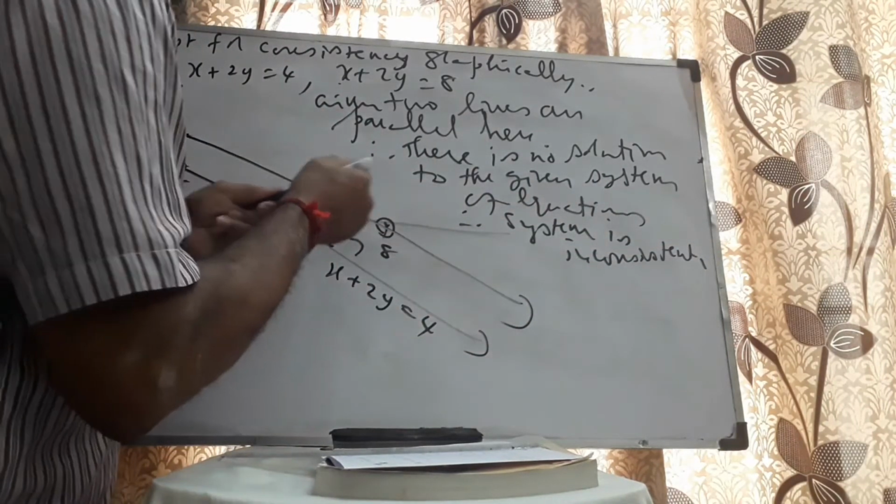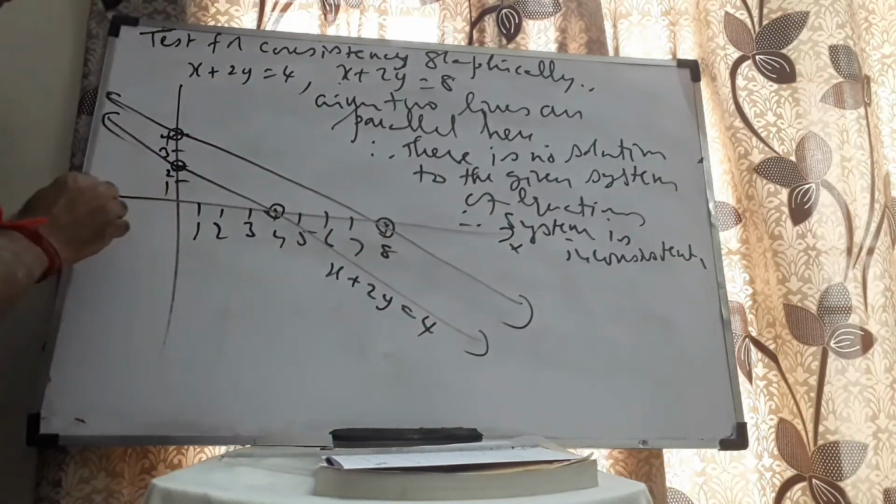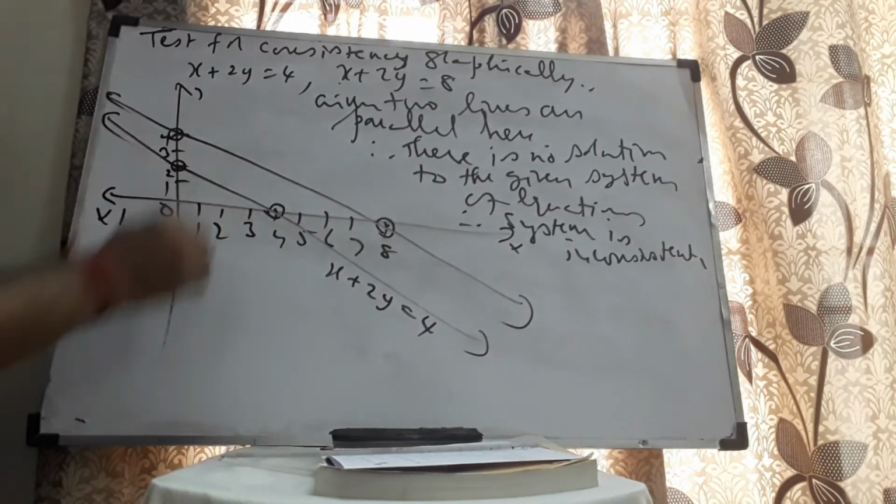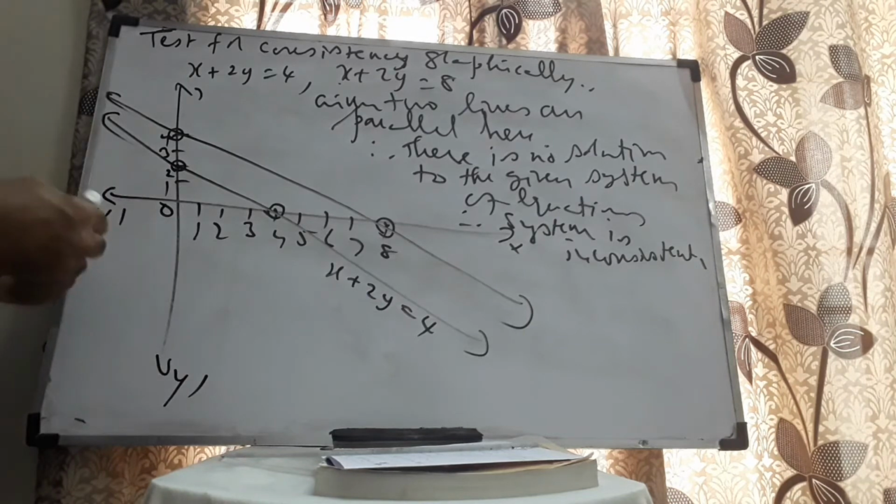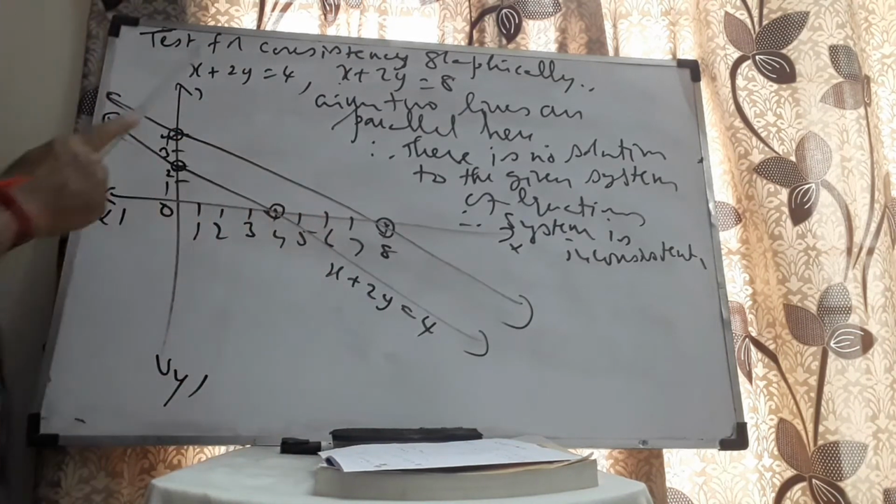You can even write x dash ox, etc. This is x dash ox, this is o, this is y o, y dash. Those things also you can write. You can write a scale also if needed. Let me explain once again.